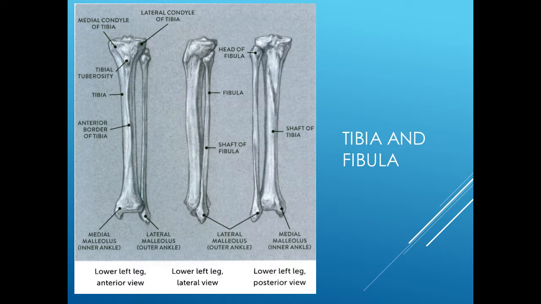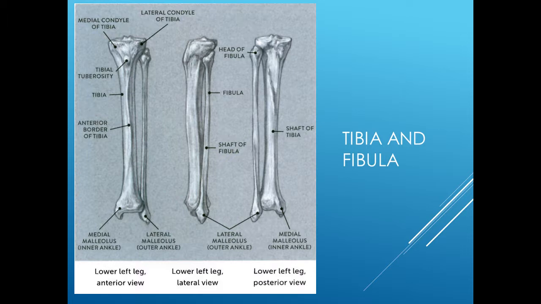So we have the radius and the ulna in the forearm, and in our lower leg we have the tibia and the fibula. Try not to get those 2 confused, or those 4 confused, I guess. Up here, we have the medial condyle of the tibia and the lateral condyle of the tibia. If this is the medial, that means this must be the left leg, and it's anterior because it's facing us, so this is closer to the midline. Tibial tuberosity there. You can actually feel that tibial tuberosity on your tibia.